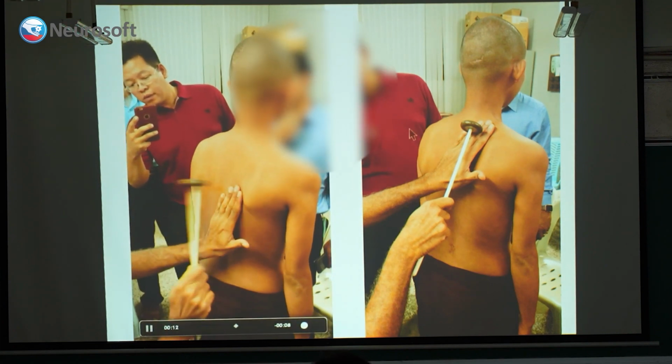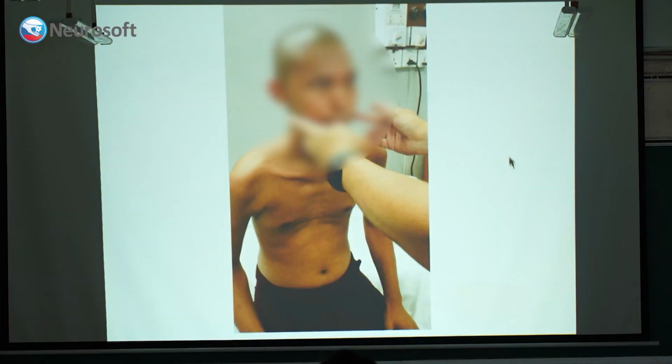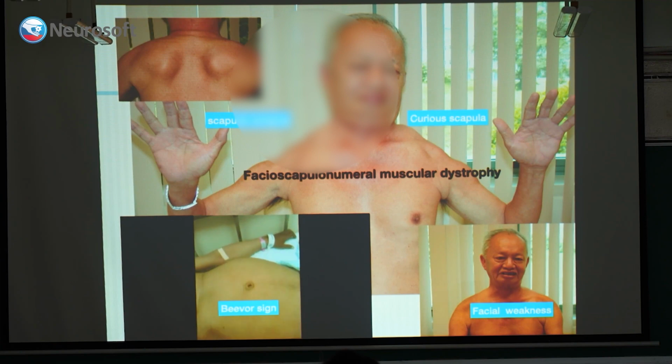The lower trapezius affected, and then similarly, you can see his face. Lower face affected more than upper face.